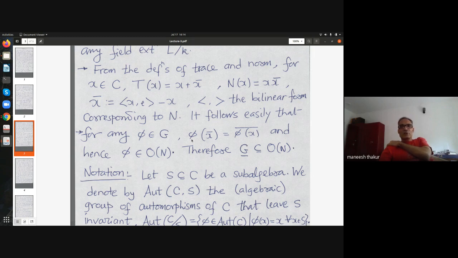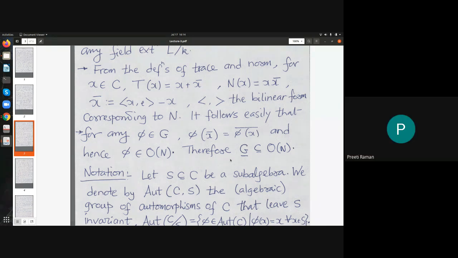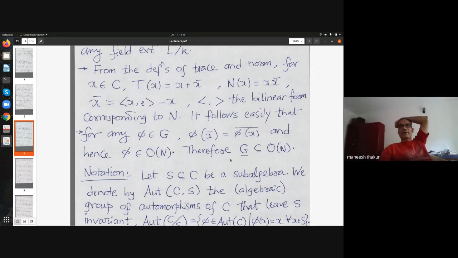Thanks, Shripad. So if phi is an automorphism, then it preserves the norm form because it will use this: phi of x bar is phi x bar. So you apply phi here and you will see that phi preserves norm. So it is in the orthogonal group of the norm form. For checking that phi of x bar is phi x bar, one has to check the inner product x comma e is the same as the inner product phi x comma e. Indeed, and that will follow because phi fixes e, from this simple equation.